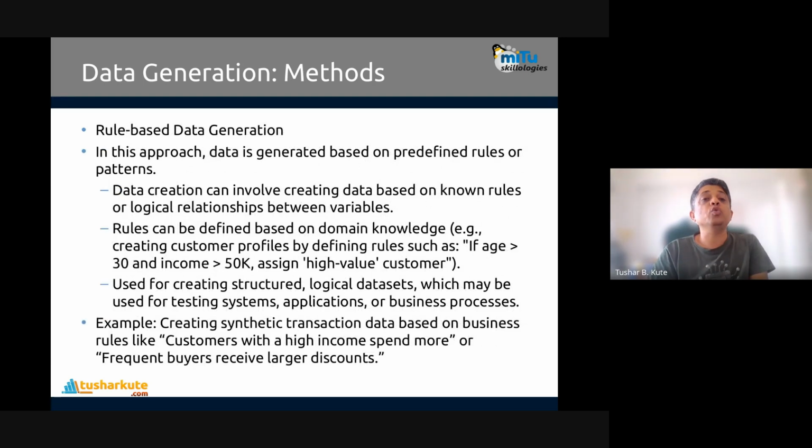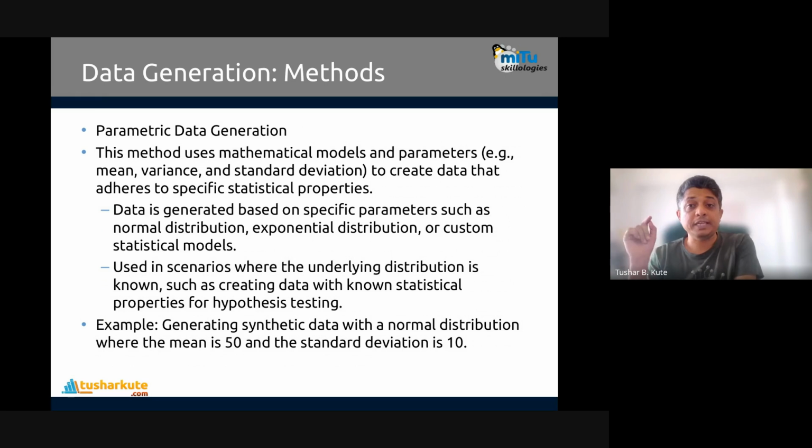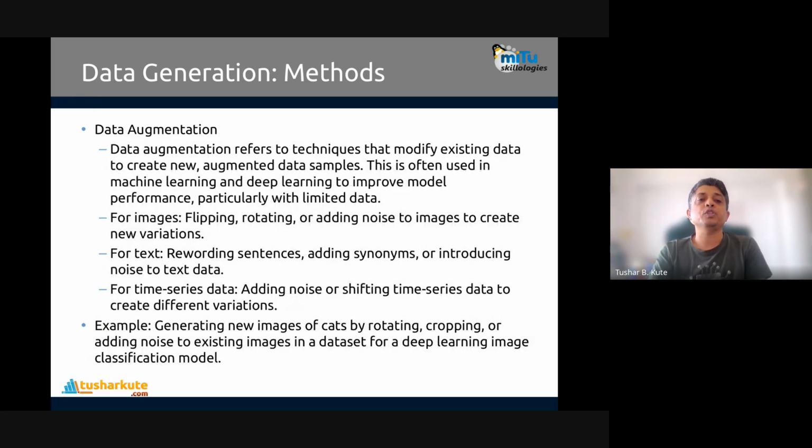And last, rule based data generation. Certain rules are given, creating data based on rules for logical relationships between the variables. Based on the rules given, data will be generated randomly. One more is parametric data generation, where parameters like mean, variance, and standard deviation are given, and only data that follows them will be generated. These techniques are basically being used.